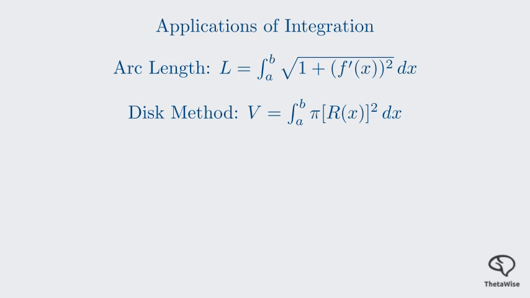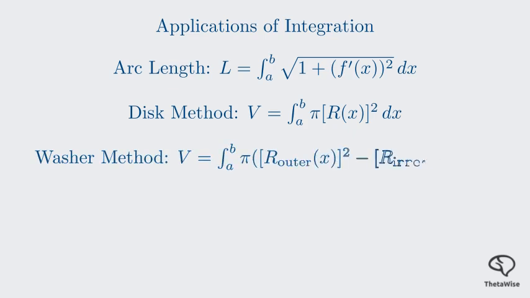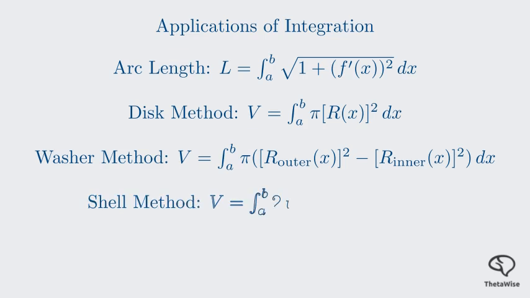The washer method is used when the solid has a hole. The volume is the integral of pi times the difference of the outer radius squared and the inner radius squared. The washer method: V equals the integral from a to b of pi times outer radius squared minus inner radius squared dx. The shell method is often easier when integrating with respect to the other variable. The volume is the integral of 2 pi times the radius times the height. The shell method: V equals the integral from a to b of 2 pi times the radius times the height dx.